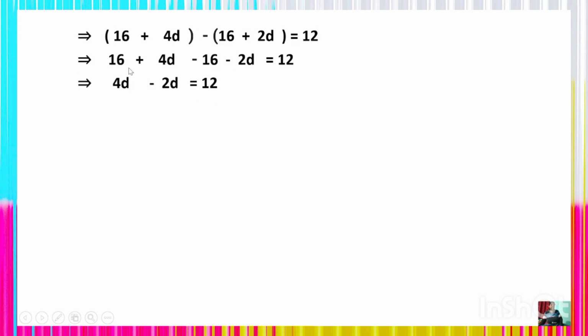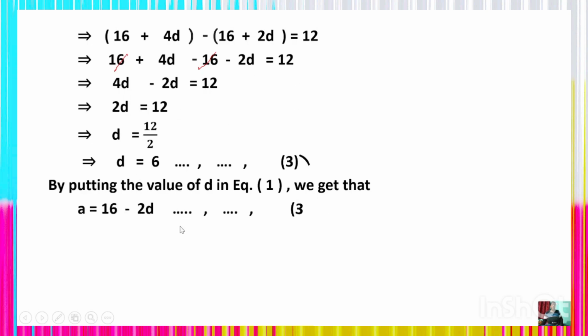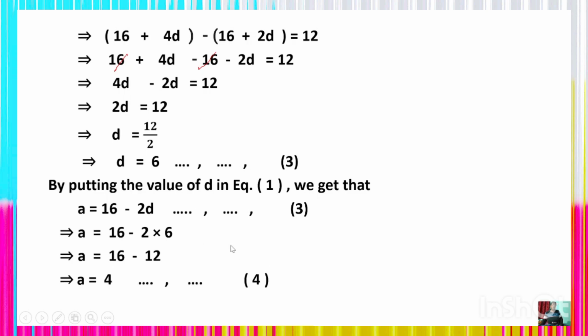You see now, there is plus 16 and minus 16, we can cancel. Here plus 16 and minus 16 we can cancel, and after cancellation it will be 4D minus 2D, which is 12. It means 2D is equal to 12 and D is equal to 12 upon 2, which is 6. D is equal to 6. D value we got. Now putting the value of D in equation 1, we shall get A is equal to 16 minus 2D. So A is equal to 16 minus 2 into 6, which is 16 minus 12, which is A is equal to 4. Thus the first term is 4 and the common difference is 6.